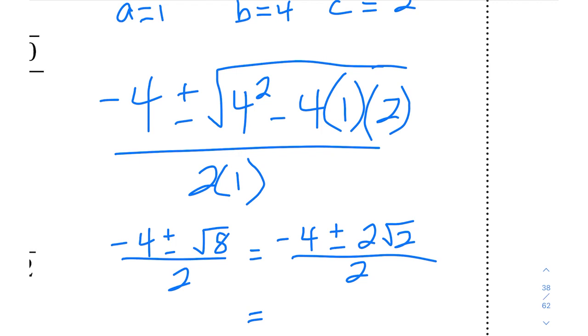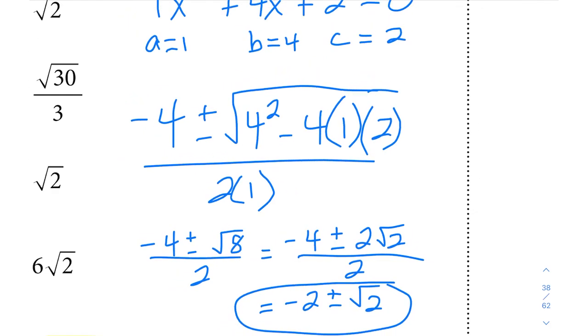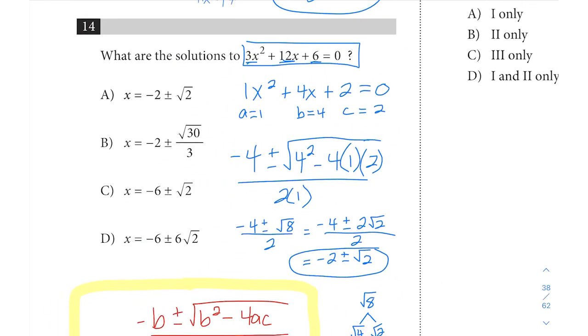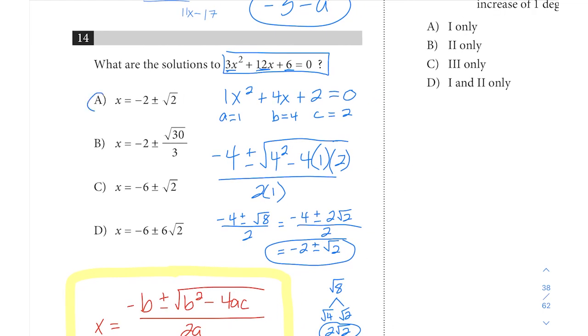And the whole thing is divided by 2, which means we can divide each term in our numerator. Negative 4 divided by 2 is negative 2, and 2 divided by 2 is 1. So this will simplify to negative 2 plus or minus the square root of 2, which is going to be answer choice A.